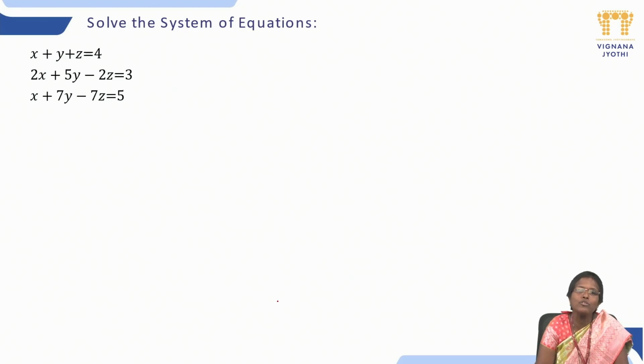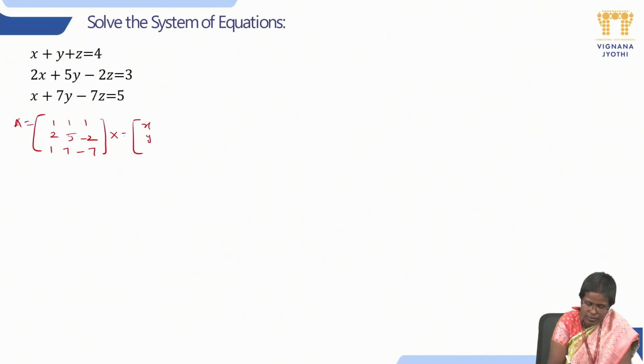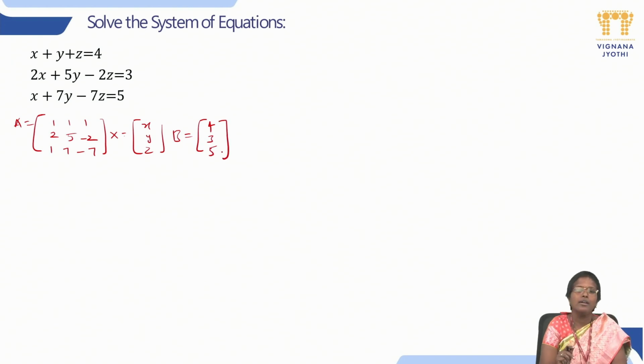Whenever we are going to find the solution of the system of equations, first of all, we have to write the given system of equations in matrix form. That is, here A equals 1, 1, 1; 2, 5, minus 2; 1, 7, minus 7. And the variable matrix is x, y, z, and matrix B equals 4, 3, 5.